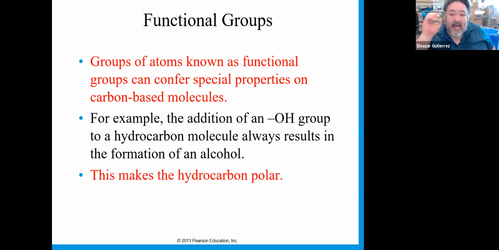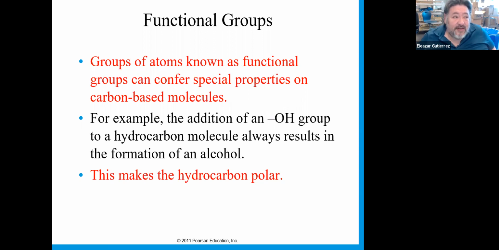So when you add a group, a set of atoms that confers a certain polarity, that is called a functional group. So groups of atoms known as functional groups can confer special properties. What kind of special property? Polarity.